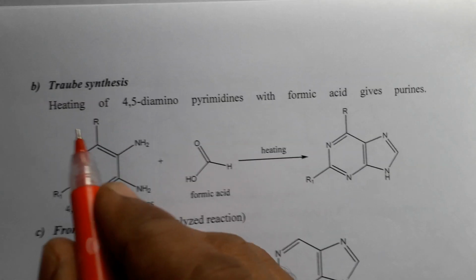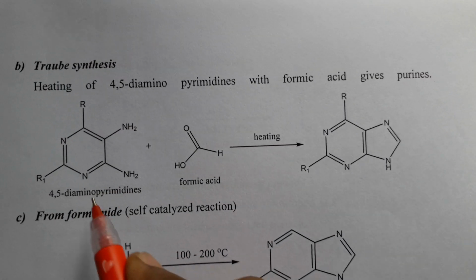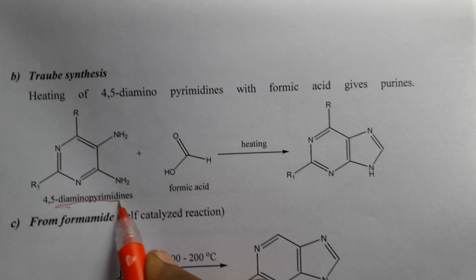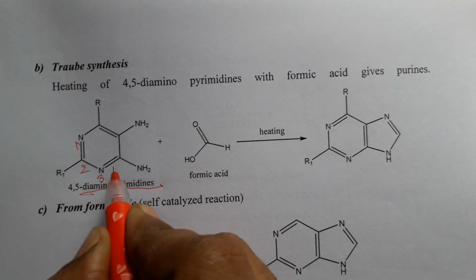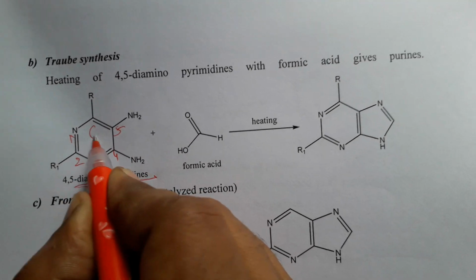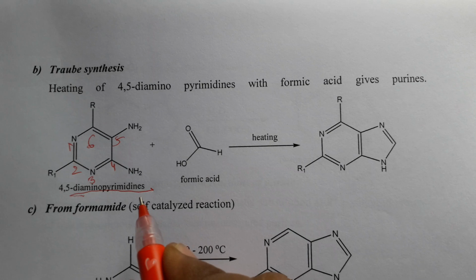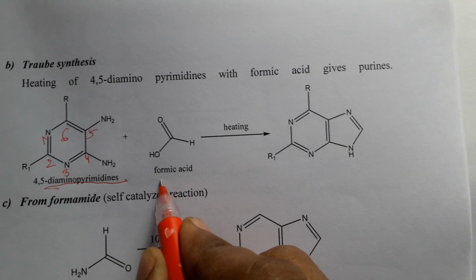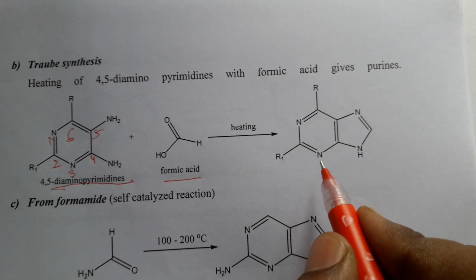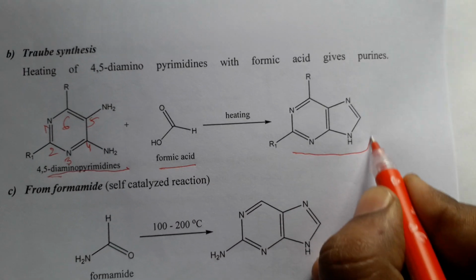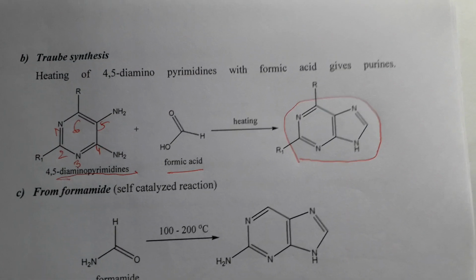Next method, that is Traube purine synthesis. According to this Traube purine synthesis, heating of 4,5-diaminopyrimidines, 1, 2, 3, 4, 5, 6. So at the fourth and fifth positions we have amino groups. So 4,5-diaminopyrimidines on treatment with formic acid lead to the production of purines. This is the Traube purine synthesis.